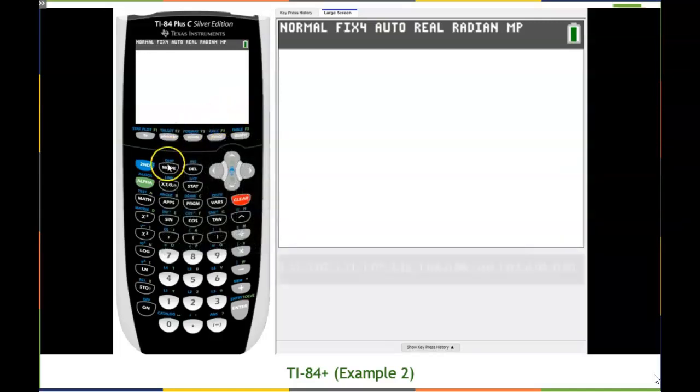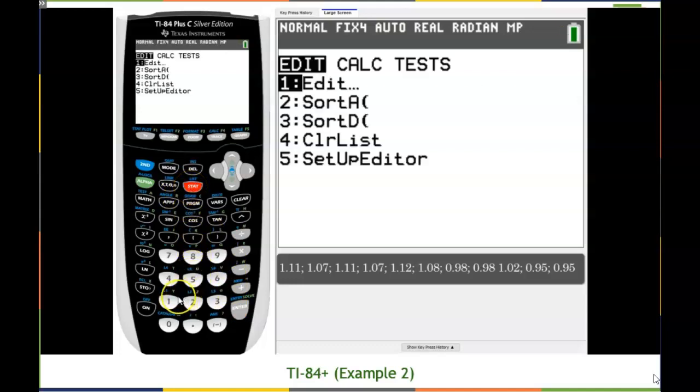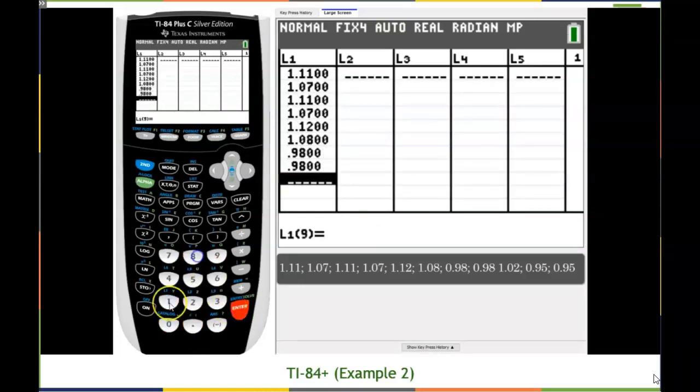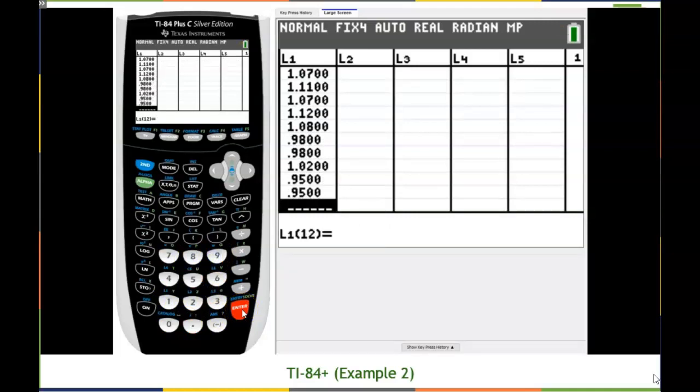Now, the first thing I want to do is clear out my L1 and my L2. I'm not going to be using L2, but I just want to make sure that these things are clear in the event that there's some erroneous data in there and I don't want it to affect my numbers. Now that I've cleared out my list, I'm going to go to Stat, edit my list, and enter my data. I just want to make sure that I have 11 points in there. Yes, I do. Now it's time to run the test.